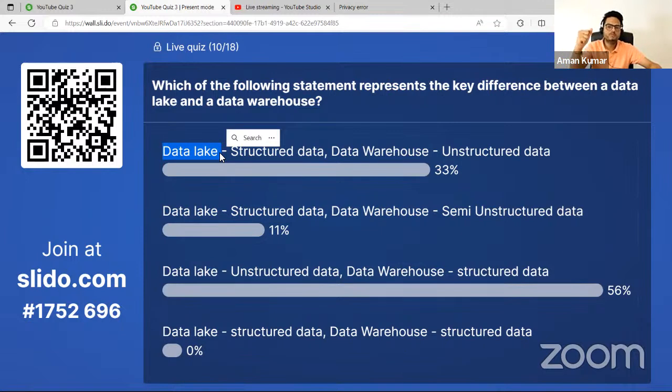Historical data you put in a particular format, a particular structure, for doing some analysis. So that is your data warehouse. So a data lake need not be structured. A data warehouse needs to be structured.